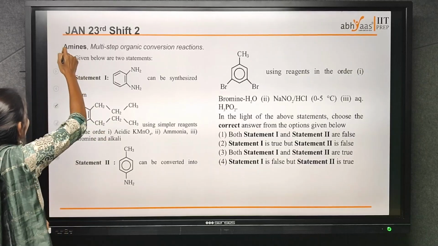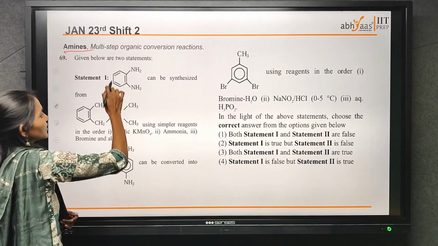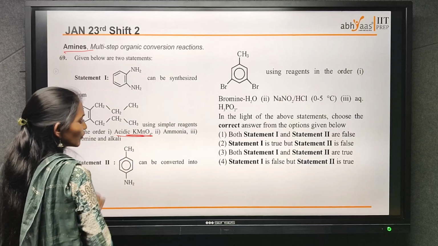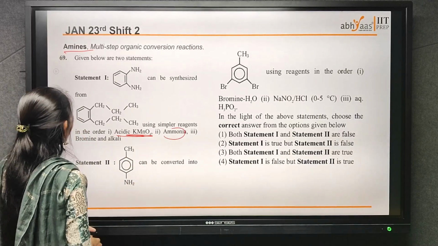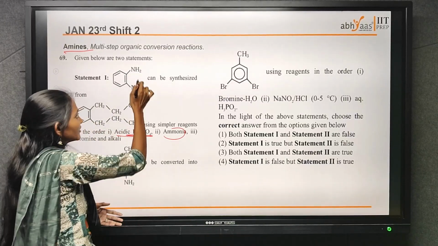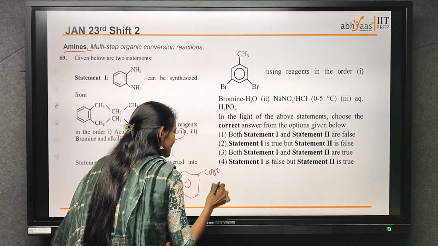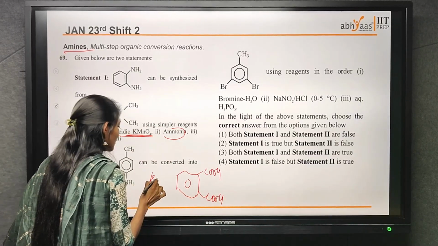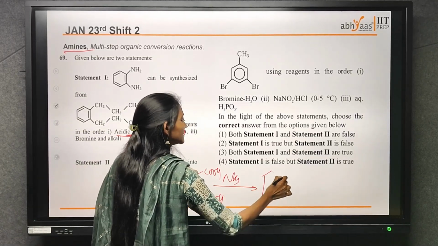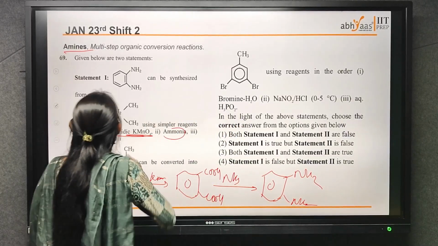Next question from the amines chapter. Statement questions are asked more from this chapter. So here statement 1: this molecule can be synthesized using simpler reagents. Yes, here you have KMnO4, oxidizing, and you have ammonia. So we get this molecule. Applying KMnO4, you get carboxylic acid, and if you treat with ammonia NH3, it converts the carboxylic acid into NH2. Hence the statement is correct.